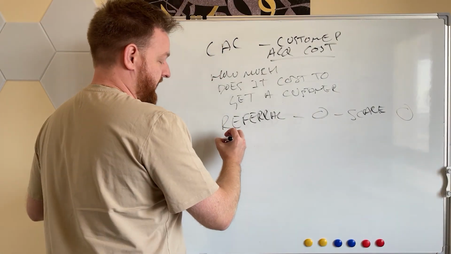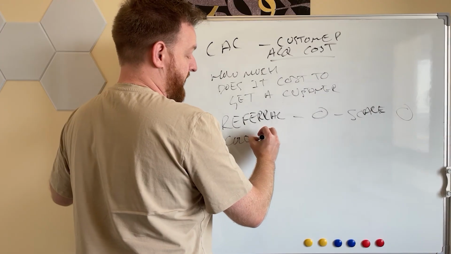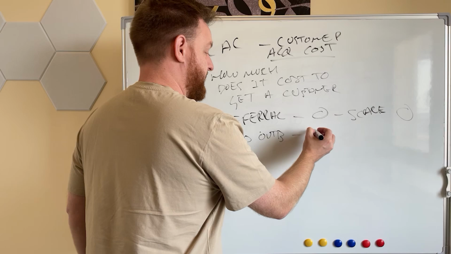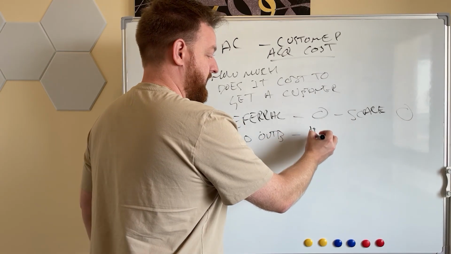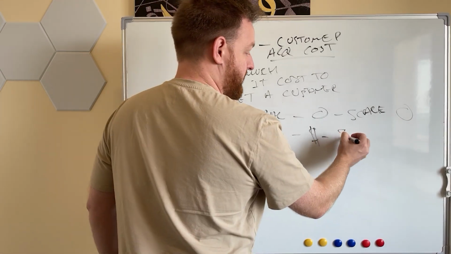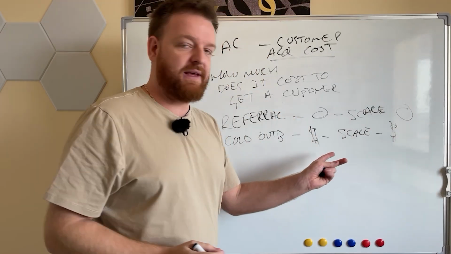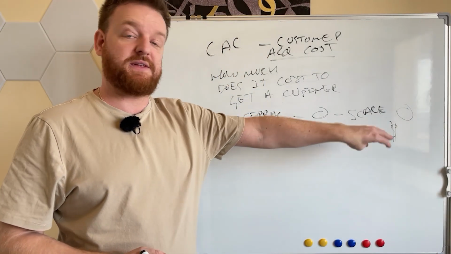You might have something like cold email or cold outbound, let's say. I'll just put outbound. And the cost of this is low, so let's just put $1 sign. And there is scale, so the scale is also there. Put another $1. And this is obviously dependent on the type of business you run.